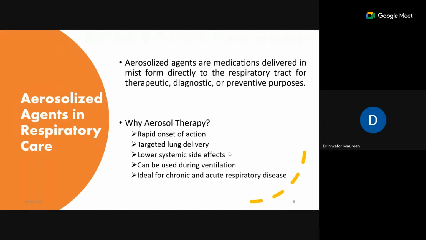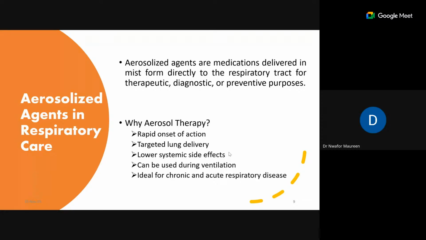Aerosolized agents, as I said earlier, we are restricting our interaction tonight to inhaled medications that we use to manage respiratory care. We can also call them aerosolized agents. They are medications delivered in mist form directly to the respiratory tract for therapeutic, diagnostic, or preventive purposes. So they can be used to diagnose what is happening to the patient, for therapeutic purposes, or even to prevent.